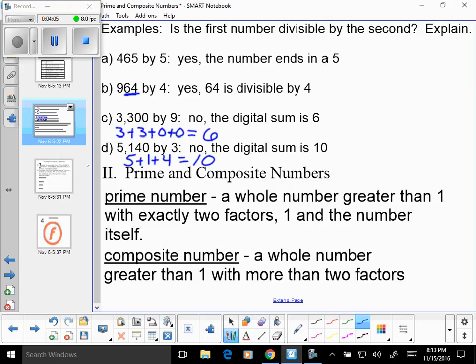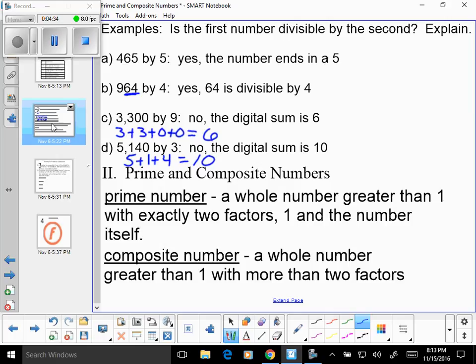Then we're going to move right on to prime and composite numbers. I'm going to remind you of their definitions. Notice that it says it's a whole number greater than 1. 1 is not prime, nor is it composite. Because again, look at your definitions for both prime numbers and composite numbers. Both of the numbers have to be greater than 1.